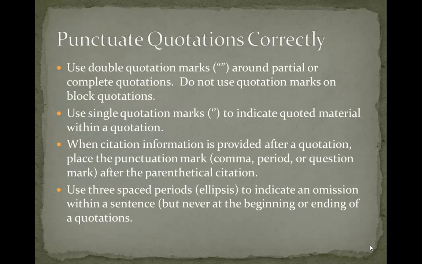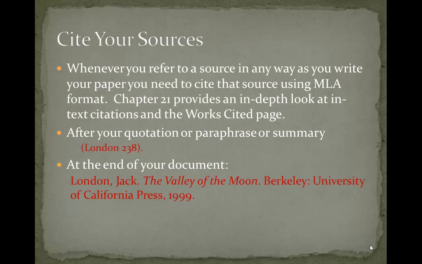Couple of tips on punctuating quotations correctly, because this is a common error. You want to use double quotation marks around partial or complete quotations, and do not use quotation marks on block quotations. You want to use single quotation marks to indicate quoted material within a quotation. When citation information is provided after a quotation, place the punctuation mark, the comma, period, or question mark, after the parenthetical citation. And use 3 spaced periods, or ellipses, to indicate an omission within a sentence, but never at the beginning or ending of a quotation.